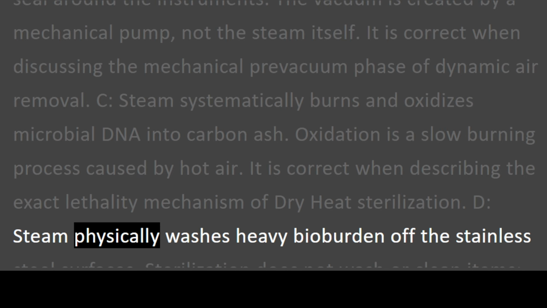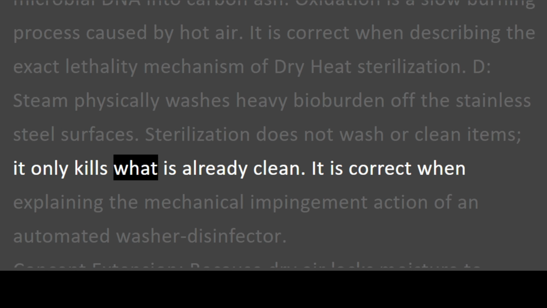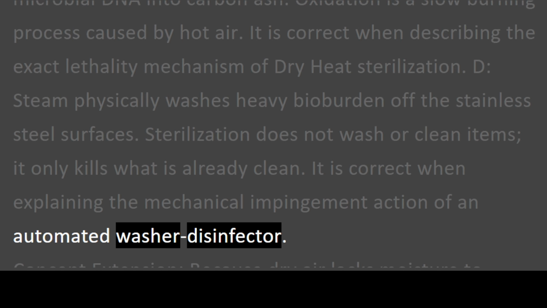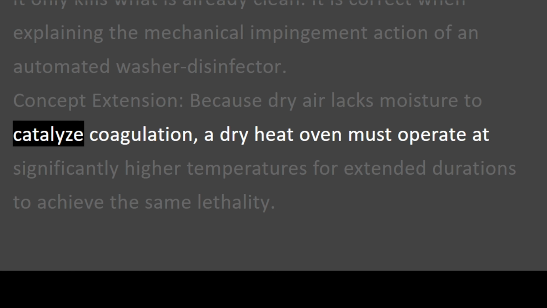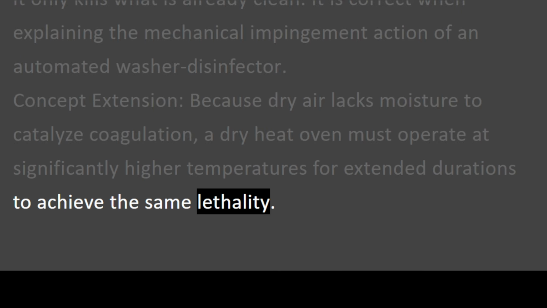D. Steam physically washes heavy bioburden off the stainless steel surfaces. Sterilization does not wash or clean items, it only kills what is already clean. It is correct when explaining the mechanical impingement action of an automated washer disinfector. Concept extension. Because dry air lacks moisture to catalyze coagulation, a dry heat oven must operate at significantly higher temperatures for extended durations to achieve the same lethality.